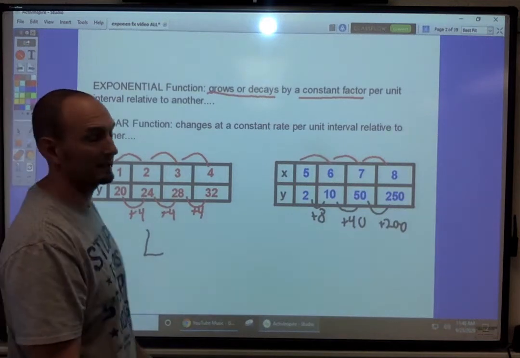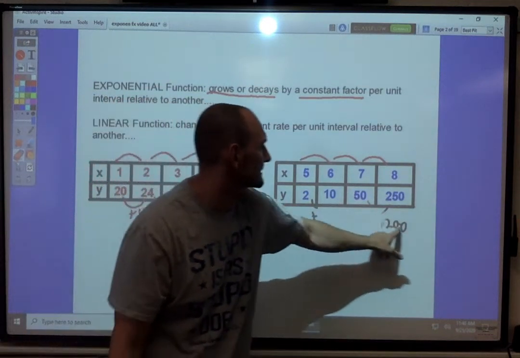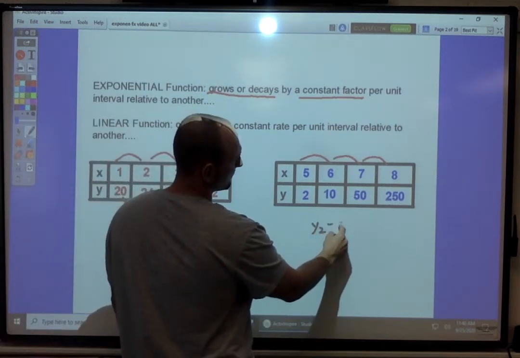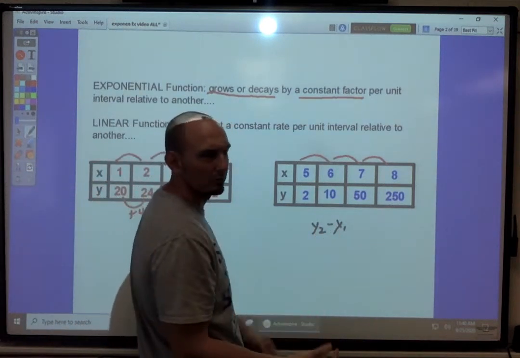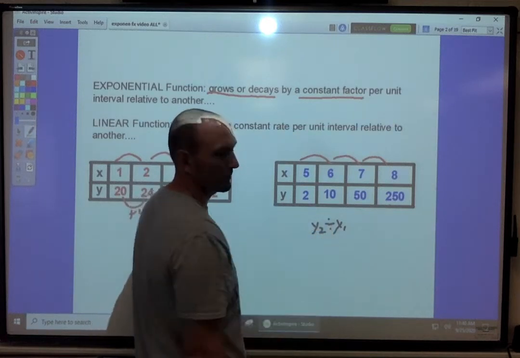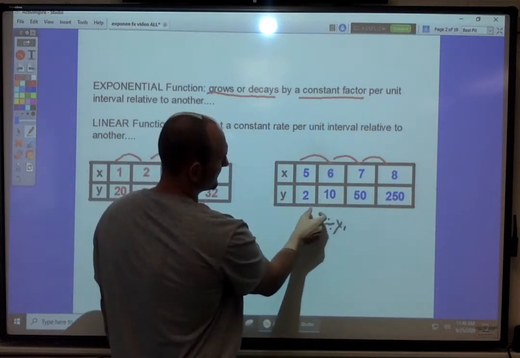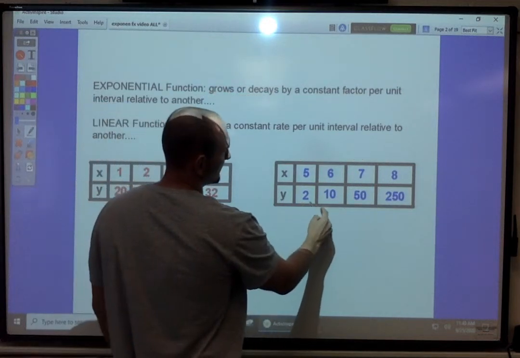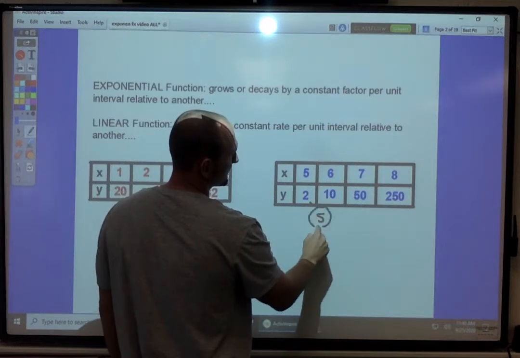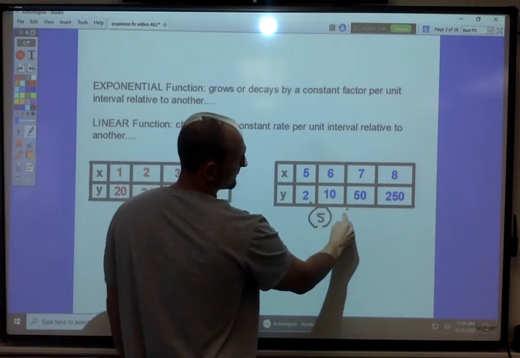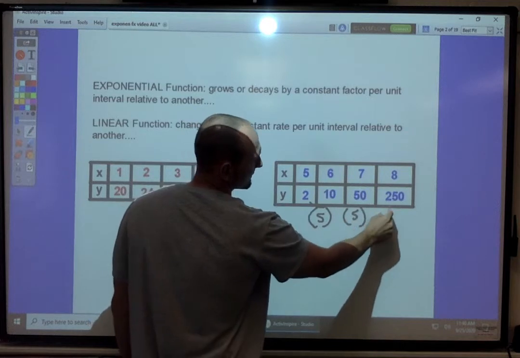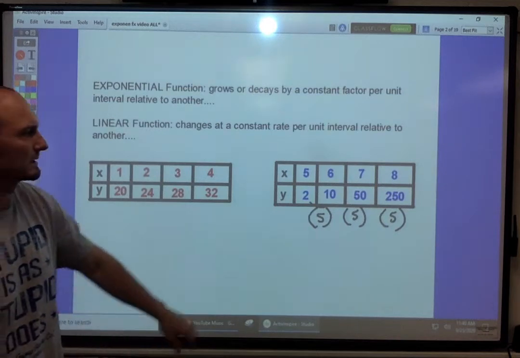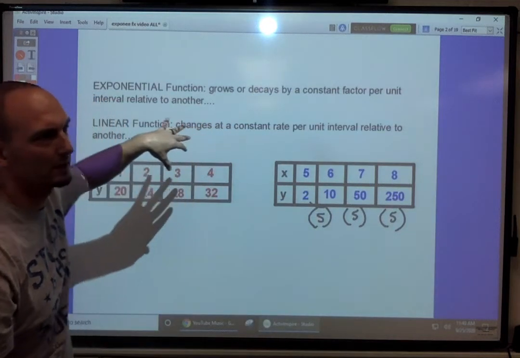So that tells me I need to do something else with these numbers besides subtract them. So instead of doing y2 minus y1, we'll change a little bit. We're going to go y2 divided by y1. So 10 divided by 2 is 5. So from here to here, we multiplied by 5. Y2 divided by y1 again, we multiplied by 5. So this has a factor of 5. So that means it's exponential, and we'd write it in that form, a b to the x power.